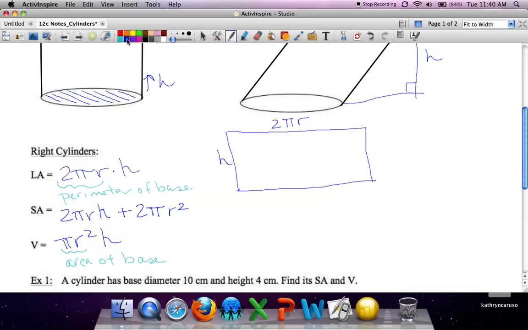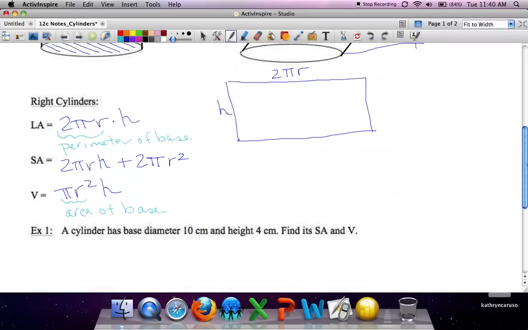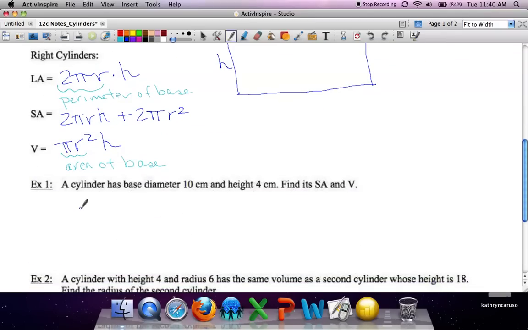Okay, let's try to apply these two new concepts to some word problems. A cylinder has a base diameter of 10 and a height of 4. If the whole diameter is 10, that means the radius would be 5. And the height of the cylinder is 4 centimeters. So the surface area is the total surface area of the whole thing.